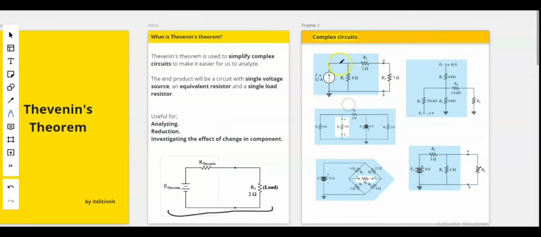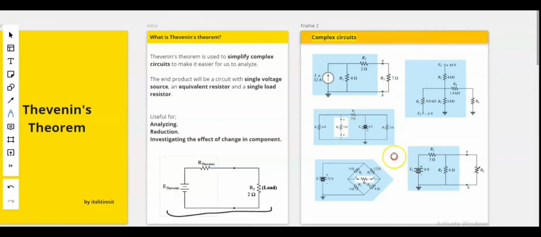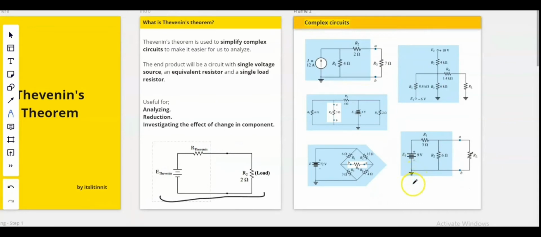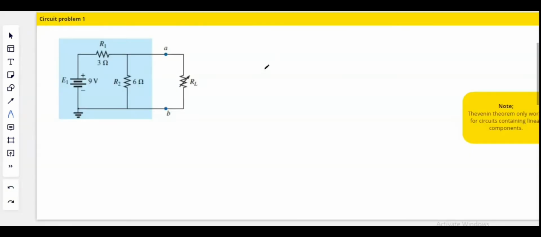Here are some examples of complex circuits. They look approachable in textbooks, but practically, when setting up on breadboards, the wires will get messy. Anyways, for today's video, we will go through the last circuit and the second circuit. Alright then, let's proceed to our circuit problem 1.